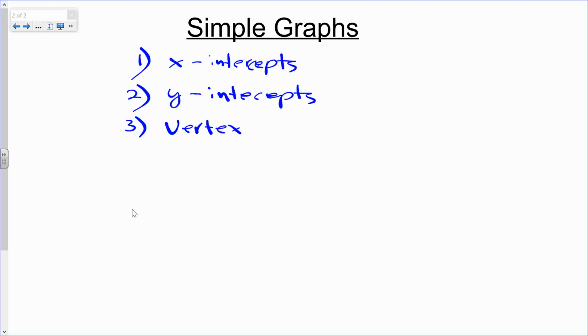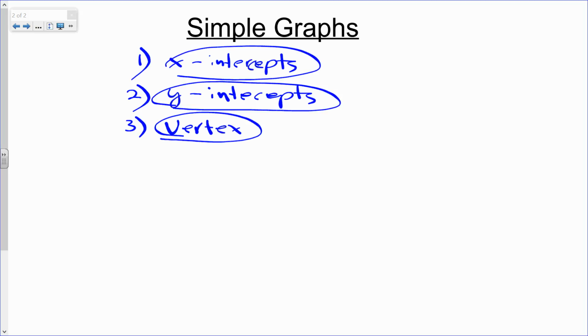Okay? I typically do this one first. I typically get the vertex first, and then I get the x-intercepts second, and then the y-intercepts third. It doesn't matter, though. I like doing this one first. But the point I'm trying to make right now is this. When I ask for a simple graph for quadratic, I'm asking for those three things. Okay? So, let's look at the warm-up that Ponce did.